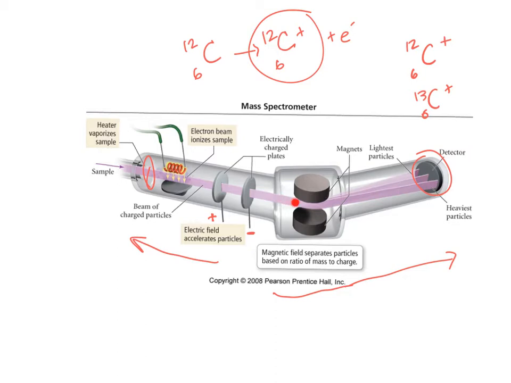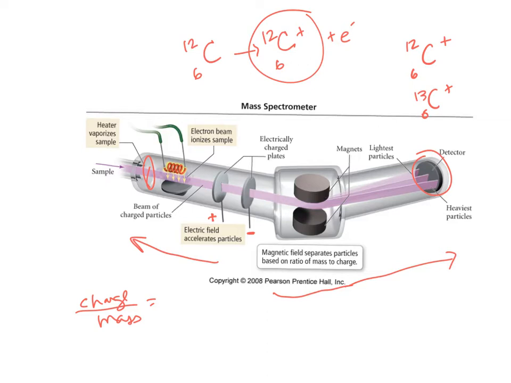And then the effect in the magnetic field depends on the mass. Remember, we talked about the e over m ratio, so the charge to mass ratio. In this case, the charge of each one of the isotopes is the same. It's +1, but the masses are different because the number of neutrons are different.